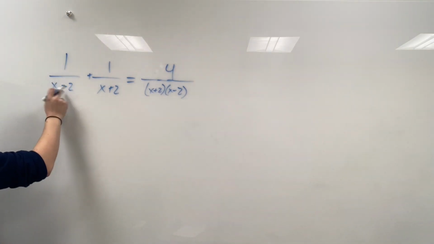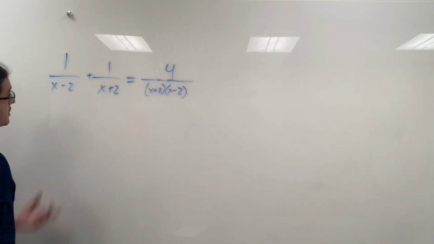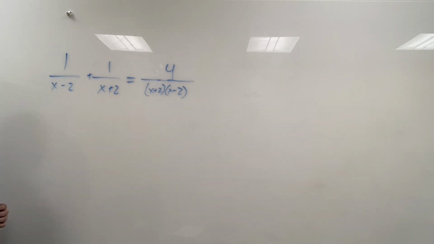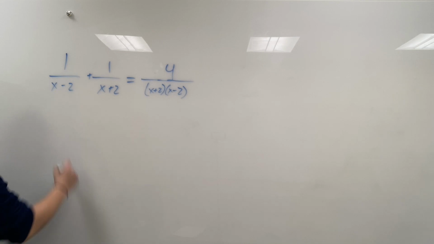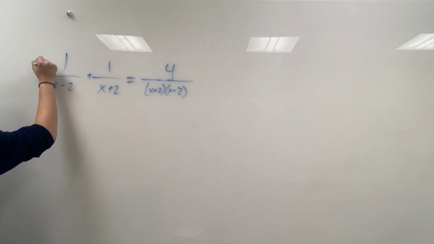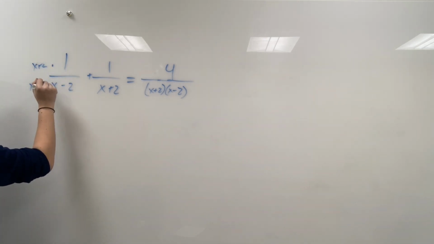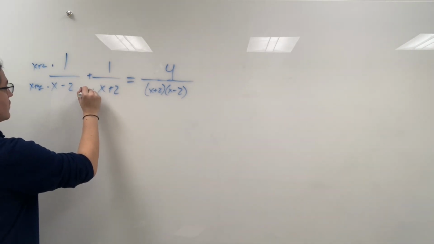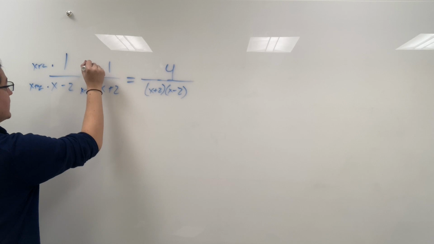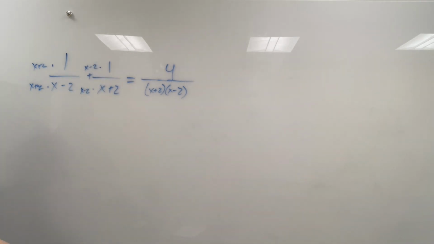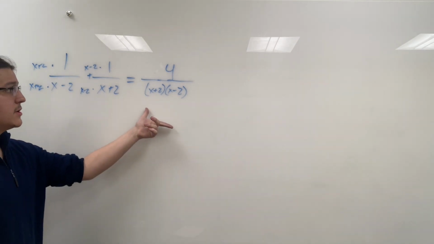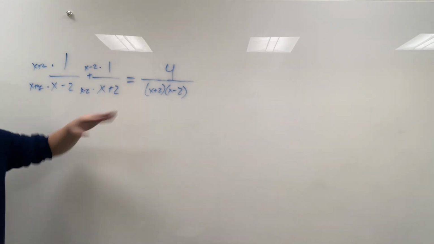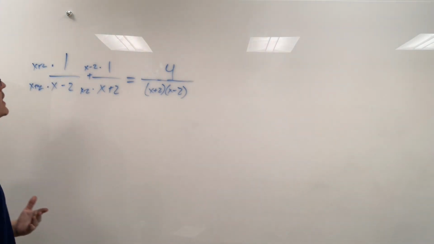And here we have x minus 2 and then x plus 2 in their own fractions. So on this one, we're going to multiply x plus 2, and on this one, x minus 2, and on this one, x minus 2. Now, we're going to forget our denominators because we would cancel them out at the end. That's why we can do that.